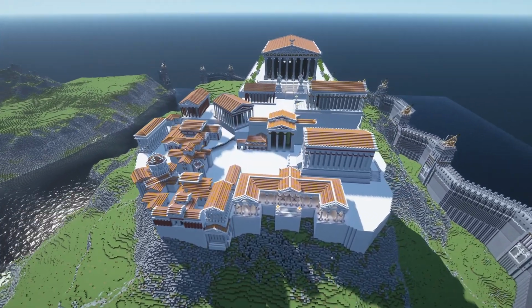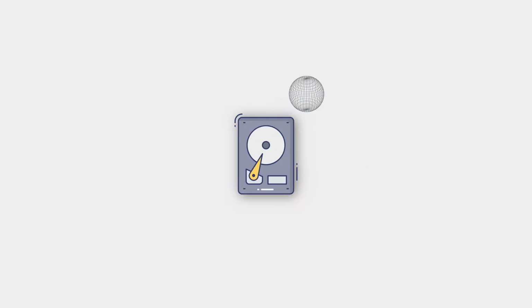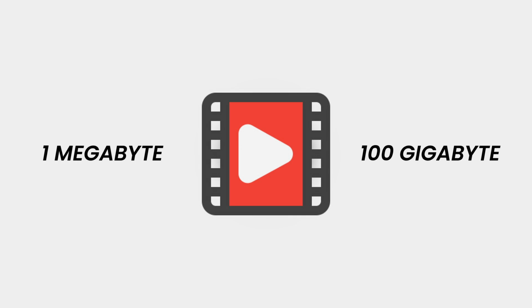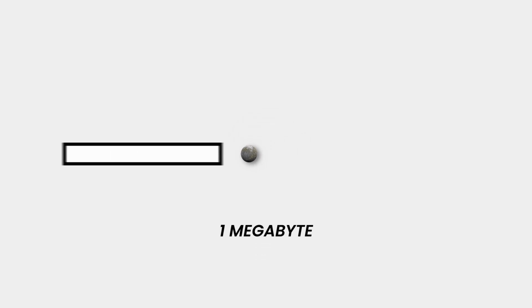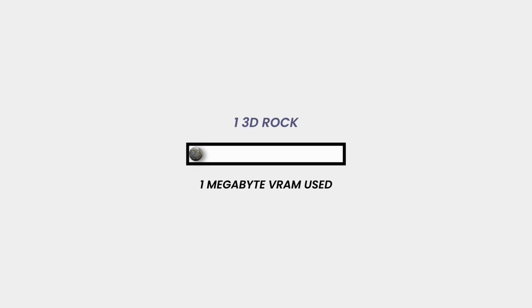To render an object into a game, it has to be loaded from the drive into the video memory of the graphics card, and then it's rendered by the graphics chip and sometimes the processor. This rendered object has a specific file size, like a video file can be 1 megabyte in size or even 100 gigabytes in size. The same is with these game models. Let's say this rock in a game occupies 1 megabyte on a disk. When it's loaded in the game, 1 megabyte of video memory is used.